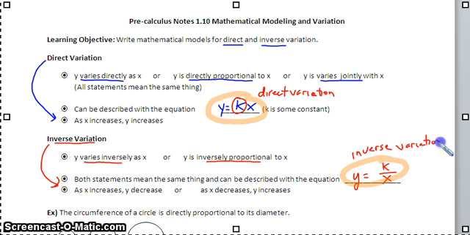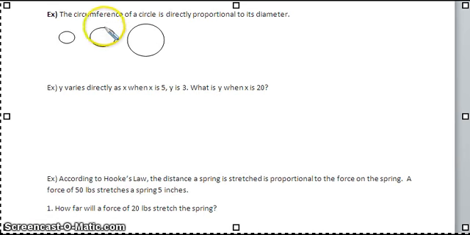So let's look at some examples and apply these two different formulas. The circumference of a circle is directly proportional to its diameter. So when I see directly proportional, I want to think direct variation. So y equals k times x.